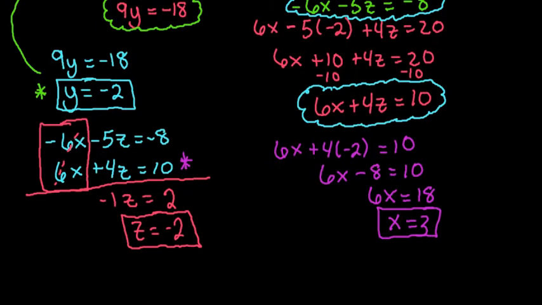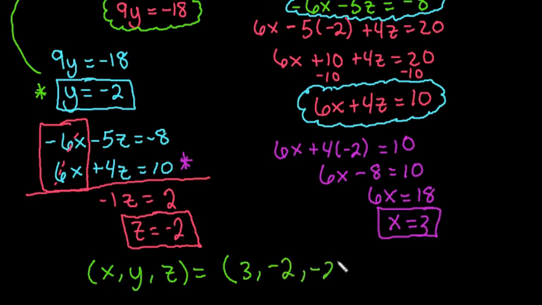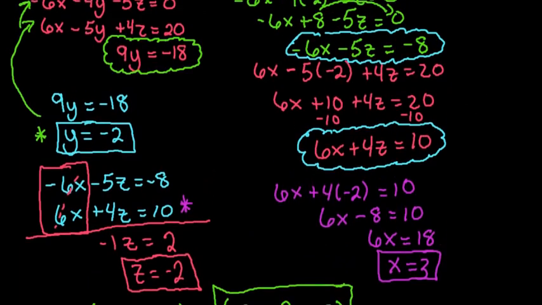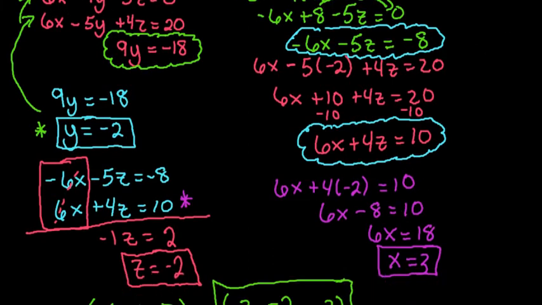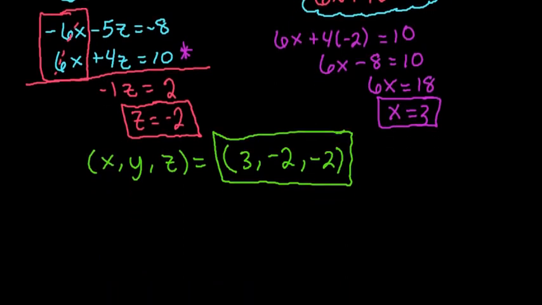In most classes you will write this as an ordered triple, where we would write it as x comma y comma z. So we would see that x is 3, y is negative 2, and z is negative 2. It's always a good idea to go back and check. To check, you would just plug it back into here. If I replace the 3 in, I'm just going to show the work down here.